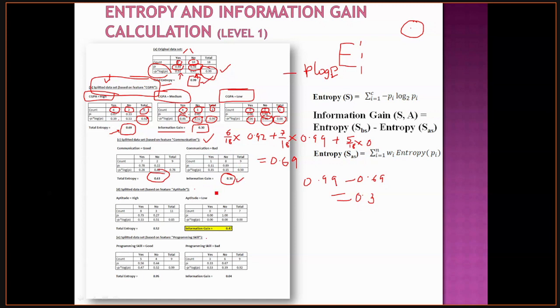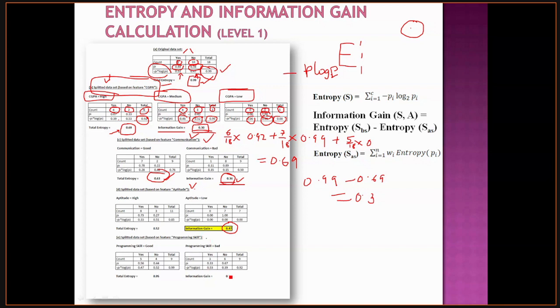Okay, and here the information gain for communication is coming as 0.36, which is definitely more than 0.30. Then we do the same thing for aptitude. It is coming as 0.47. Obviously, more than CGPA and more than communication.